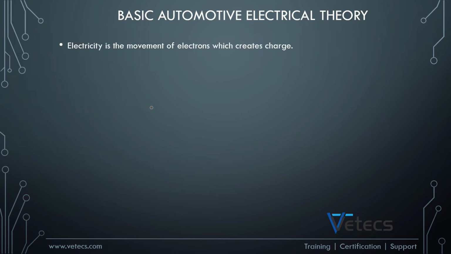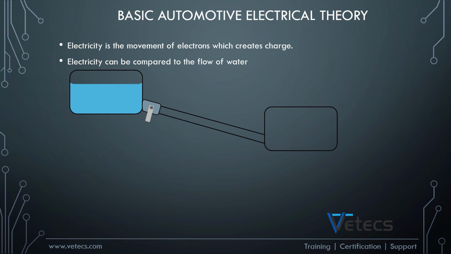Electricity is defined as the movement of electrons, which creates charge. This might sound complicated at first, and it has probably been a while since you were taught these concepts in school. What makes it more confusing is the fact that electricity is invisible. The easiest way to explain electricity is to compare it to the flow of water.